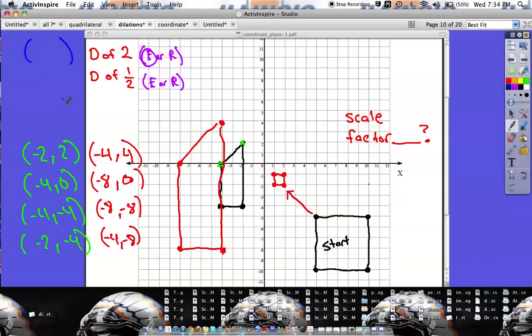So if I take the first set, divide both of these by 2, I'm going to get negative 1 and positive 1. Divide both of these by 2, I'm going to get negative 2 and 0. Divide both of these by 2, I'm going to get negative 2, negative 2. And divide both of these by 2, I'm going to get negative 1 and negative 2. Now I've got all my points, let's plot them. I should have a trapezoid that's twice as small as the first one, or half as big. So we got negative 1 and 1, negative 2 and 0, negative 2 and negative 2, and negative 1 and negative 2 right there. There's my trapezoid at half size.